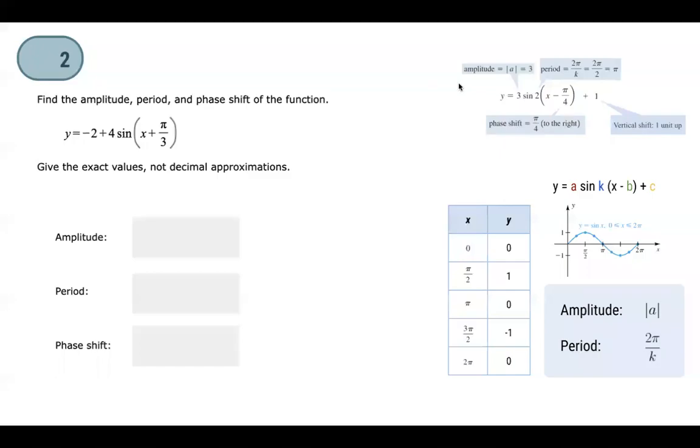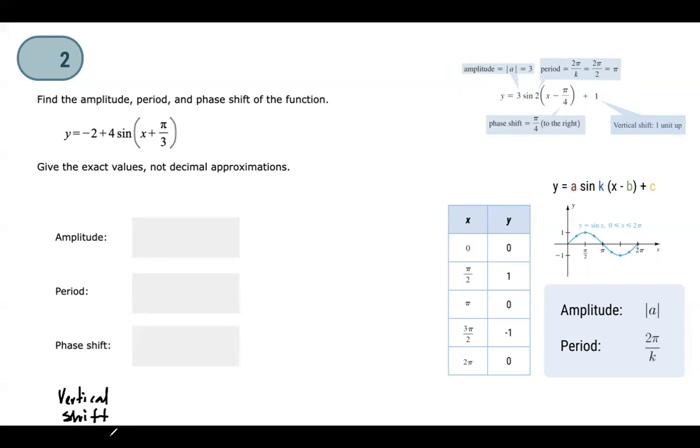Now, here we have an additional thing. We have an amplitude, we have a period, but we also have a phase shift, and we could include something else called a vertical shift. So I'm going to write it here, vertical shift.